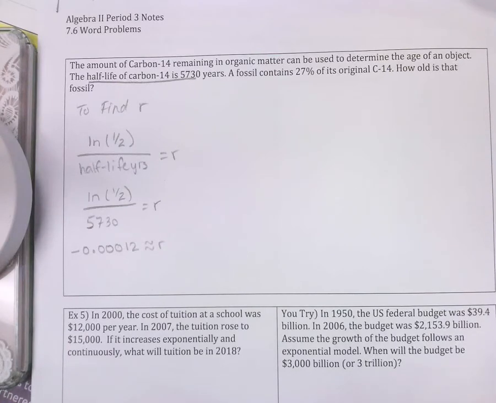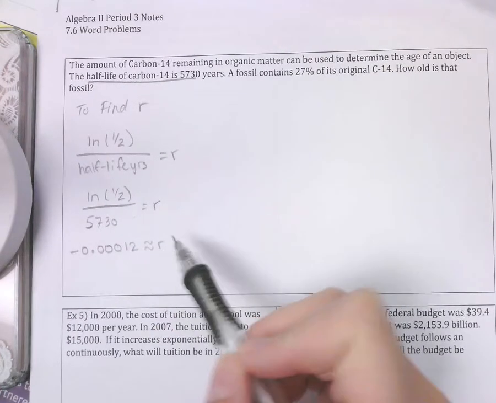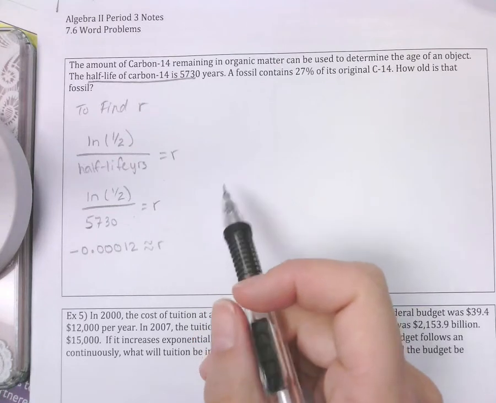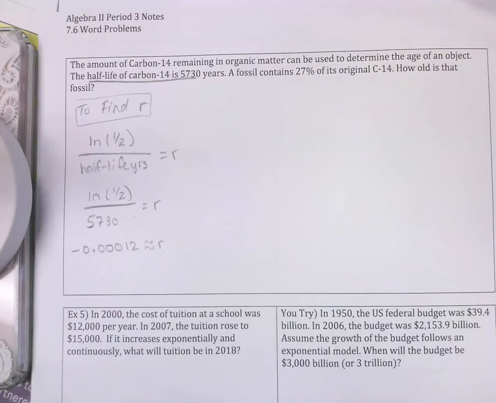So that's the rate. You use the half-life to calculate the rate. Then you use the rate to see how old the fossil is. So this is part 1. It helps you find R. Now we're going to answer the question.